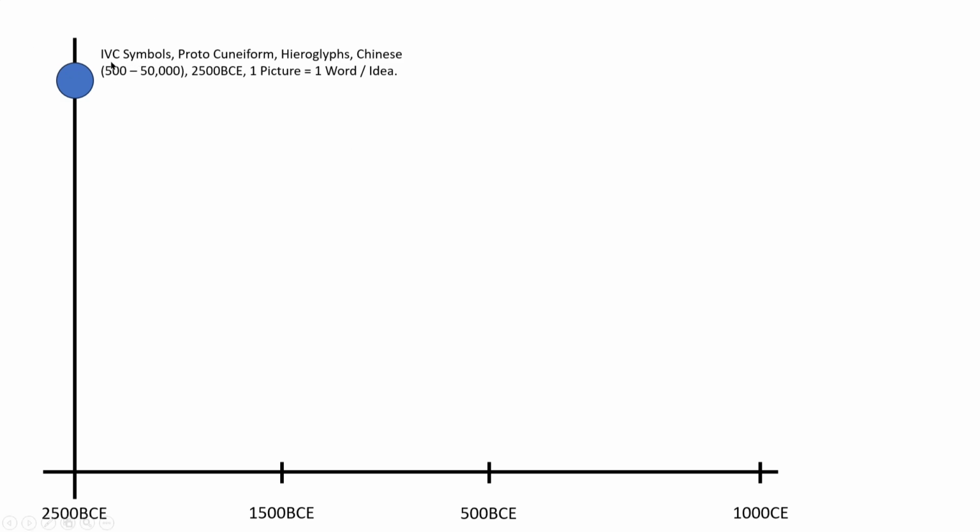And in this sense, the IVC symbols, which are like 500 to 700, or the Proto-Cuneiform, which also has about 1000 or something, all have a similar philosophy behind it. One picture stands for one word and one idea. So it's very complicated because there are hundreds and thousands of symbols. Remembering them is very difficult.